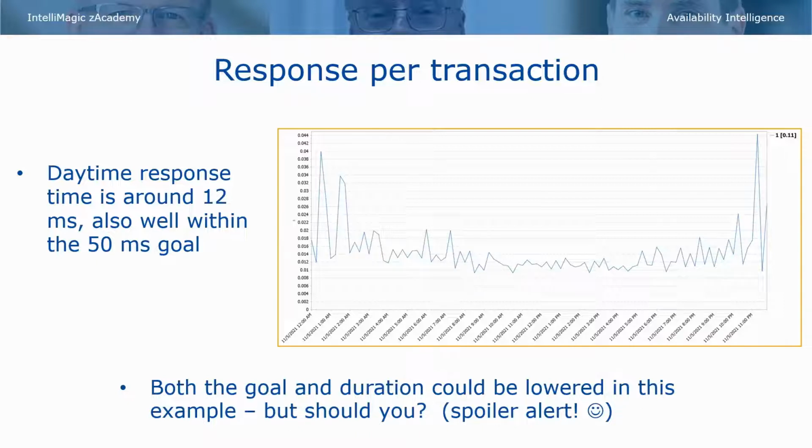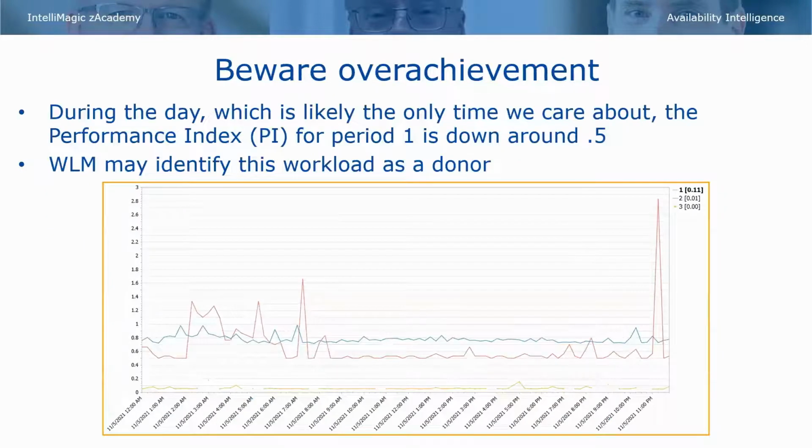So now let's play performance analyst. I like to pretend I'm one from time to time. Both the achieved goal and the duration in this example are well within the specified range. So just because we know it's achievable, is it appropriate? Spoiler alert. Anybody that wants to guess, I'm going to briefly pause. Okay, I've paused. Moving on.